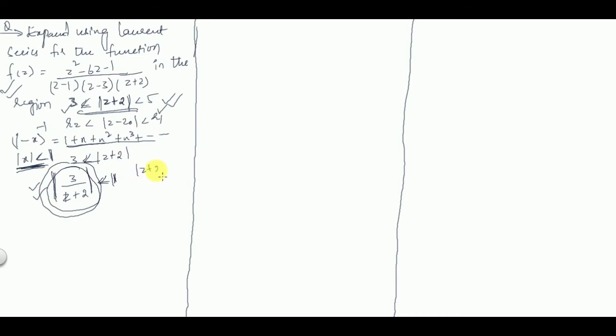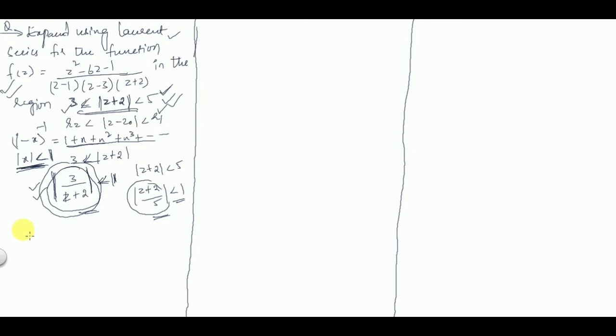Similarly, mod z plus 2 is less than 5, so mod z plus 2 by 5 is less than 1. Next, if you have another series in terms of z plus 2, we have to expand in terms of z plus 2 by 5. So these are the first 2 points which you have to remember in order to solve a Laurent series problem which is given with the ROC.